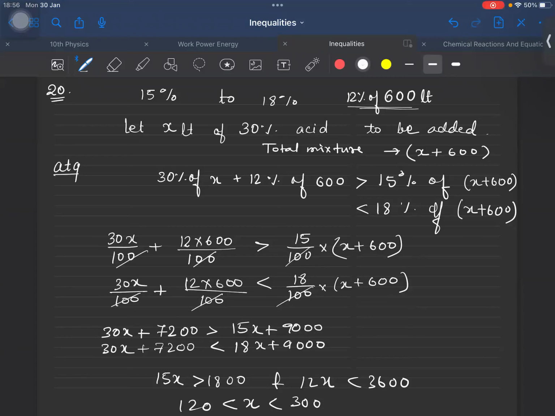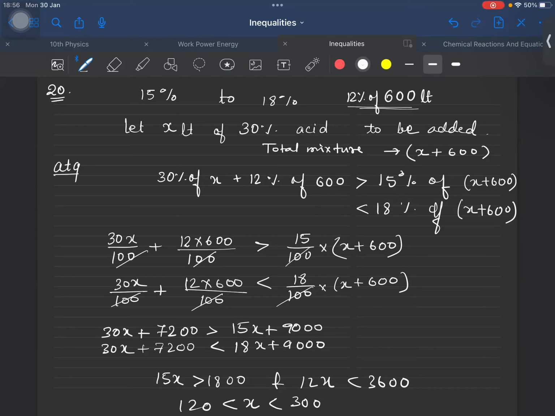So that's why it should be greater than 15% of the total mixture. The total mixture is x that we are adding plus the 600 we already had, so it will be x plus 600, and it should be lesser than 18%. From there we get that x must be lesser than 300 and greater than 120. So 120 liters to 300 liters must be added.